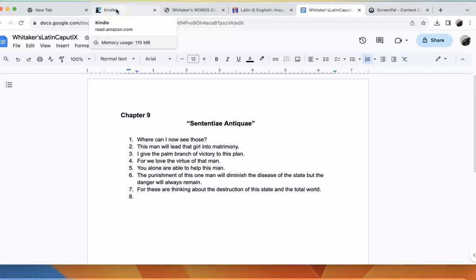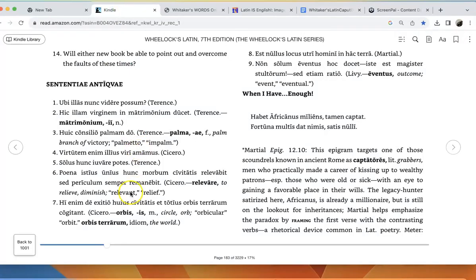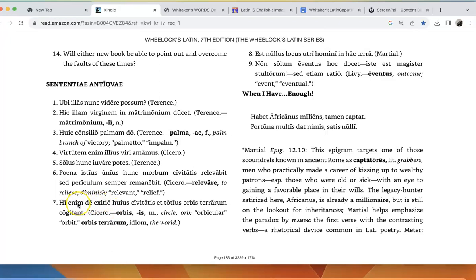It's definitely worth seeing. Okay, moving on here. So that one, a little bit tricky, but I think if we just look up our vocab for these, cogitant, are thinking about the destruction of the state and of the entire world. So sometimes the genitive probably just has to be memorized. So just make a note card. Totius orbis terrarum means of the entire world.